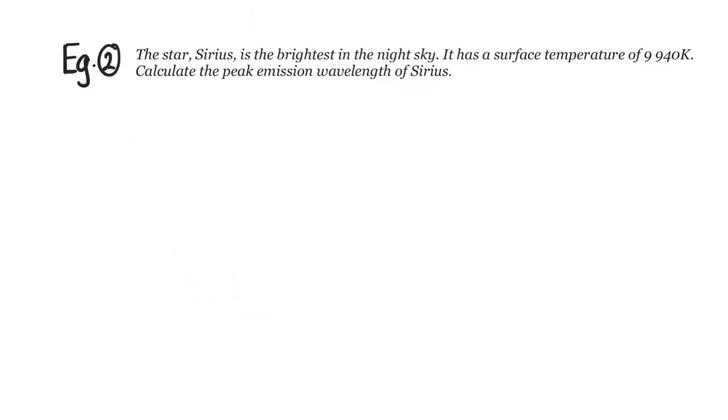Let's consider a second example. The star Sirius is the brightest in the night sky. It has a surface temperature of 9,940 Kelvin. Calculate the peak emission wavelength of Sirius. I ask that you pause the video here and use Wien's displacement law to try and solve this problem. Once you've done that, you can check the solution by carrying on with the video, as I will provide the solution after this slide.